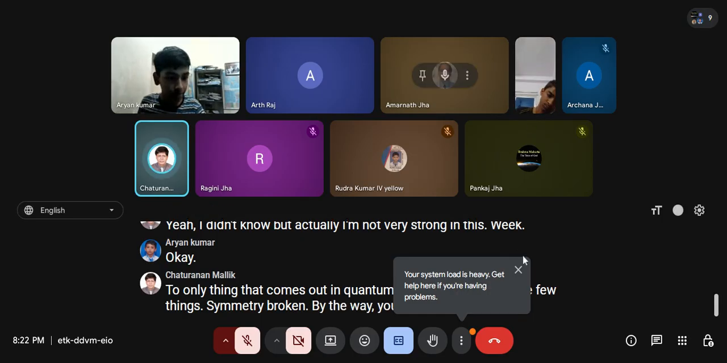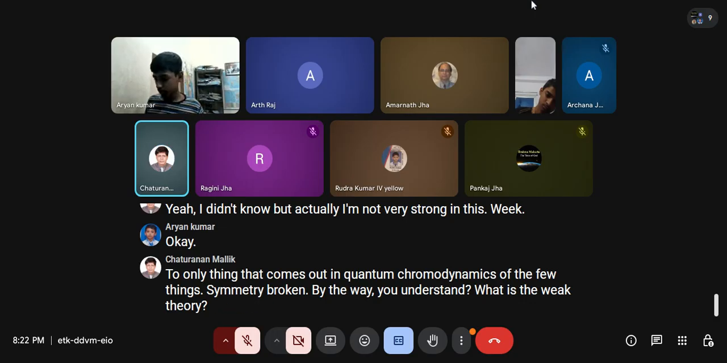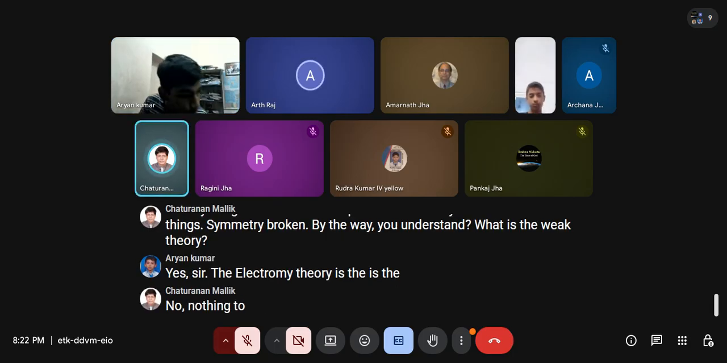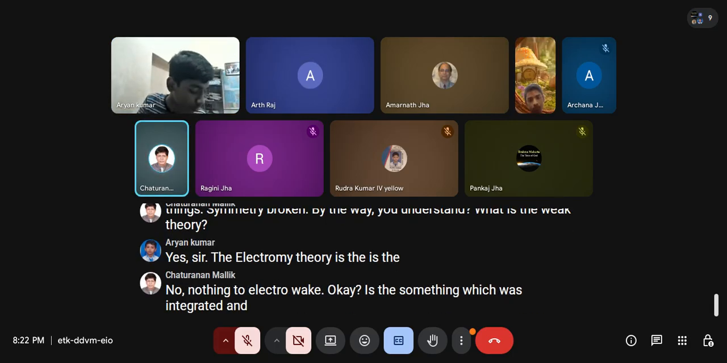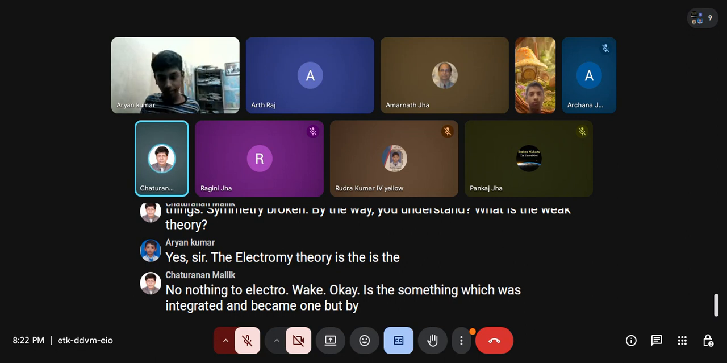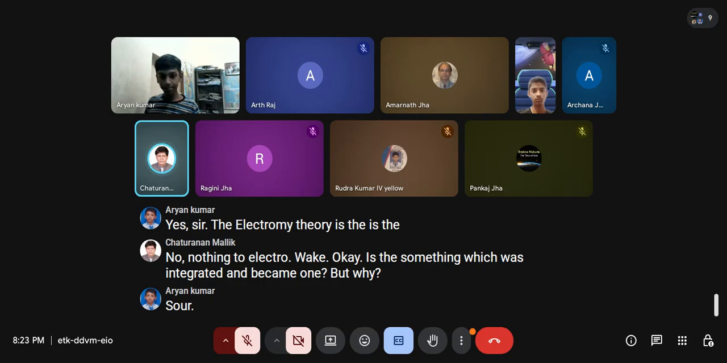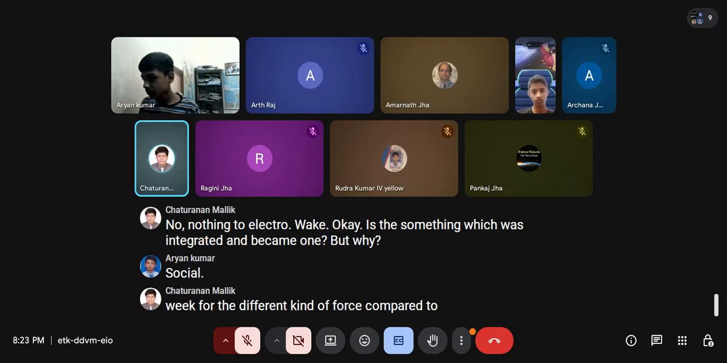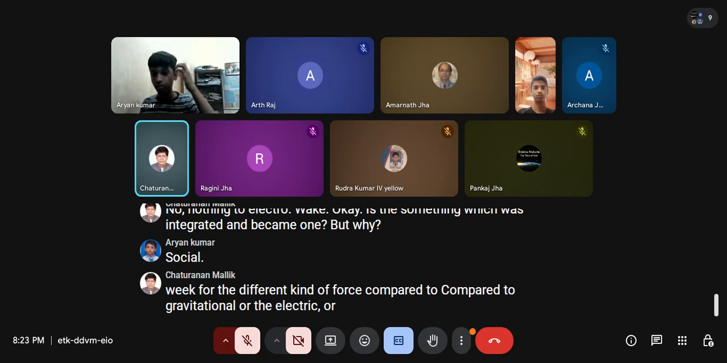By the way, do you understand what the weak force theory is? Yes, sir. Sir, the electroweak theory is something which was integrated and became one. But by weak force, what do we mean by weak force? Sir, weak force is a different kind of force compared to gravitational or the electric or the strong force.